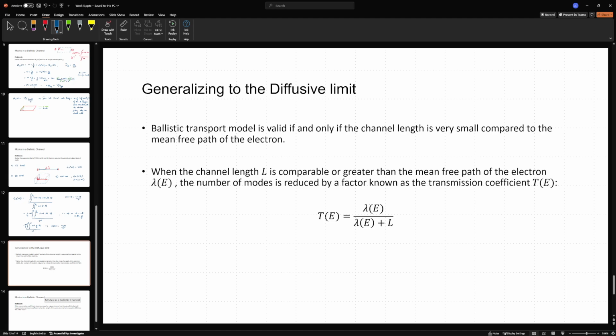Yes, now we come to the final topic of the day. Today's session turns out is going to be somewhat shorter than the previous weeks, but that is perfectly fine. So now, what about the diffusive limit? What is the diffusive limit? So for that, a brief recap of diffusive conduction.